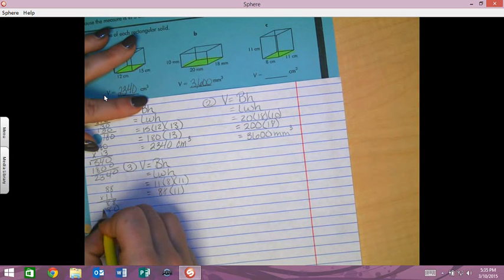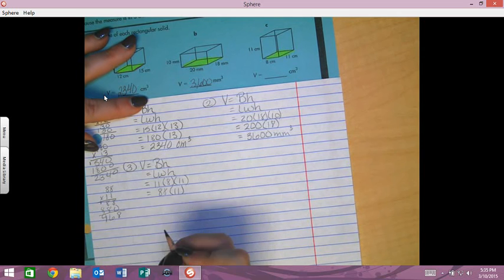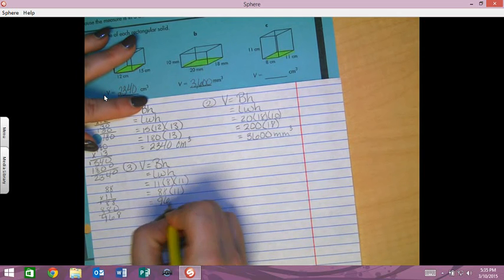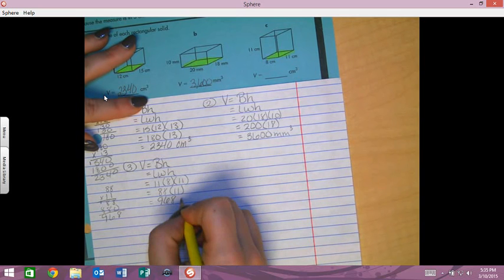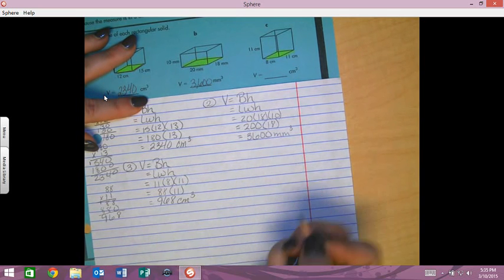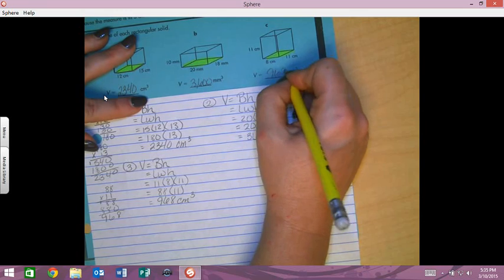1 times 8 is 8. So we have 8, 16, and 9. So our final answer is 968, and our units are centimeters. So we have cubic centimeters, 968.